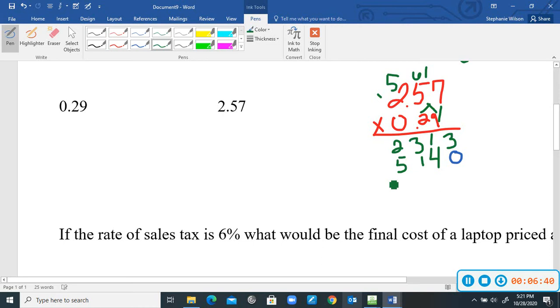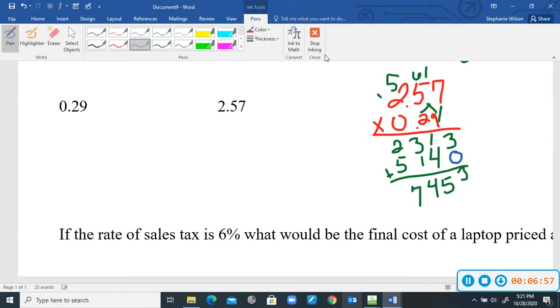And now we're going to add these all up and bring down: 3 plus 0 is 3, 4 plus 1 is 5, 3 plus 1 is 4, 2 plus 5 is 7. And now, here's where we're going to apply the decimal.